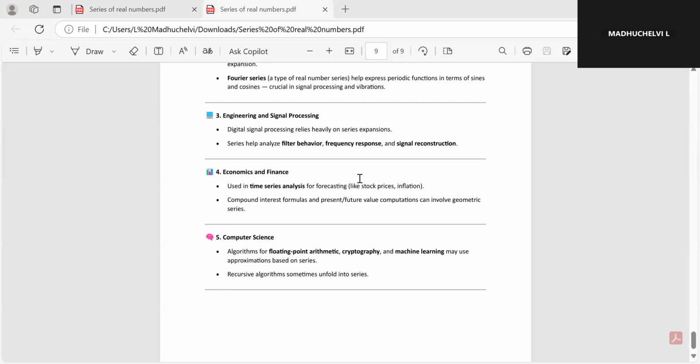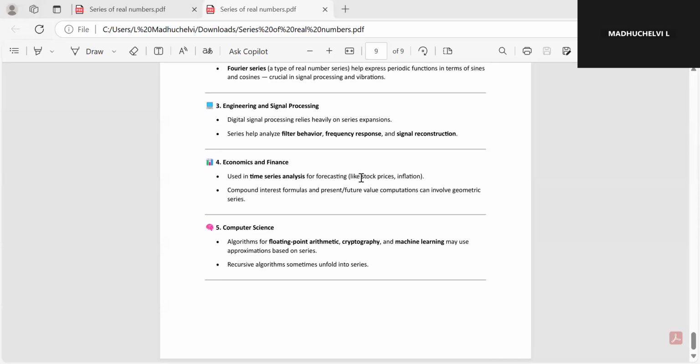In economics and finance, series are used in time series analysis for forecasting. Compound interest formulas and present or future value computations can involve geometric series. Then in computer science, algorithms for floating point arithmetic, cryptography, and machine learning may use approximations based on series. Recursive algorithms sometimes unfold into series.